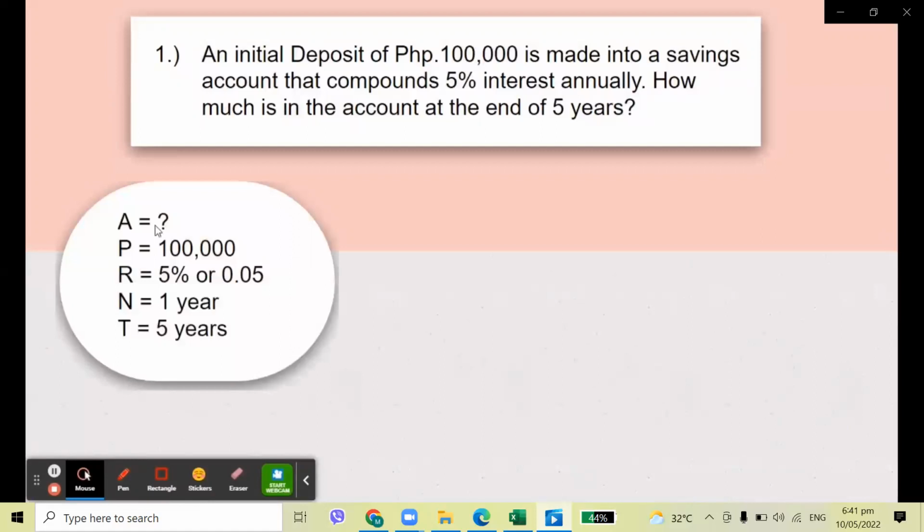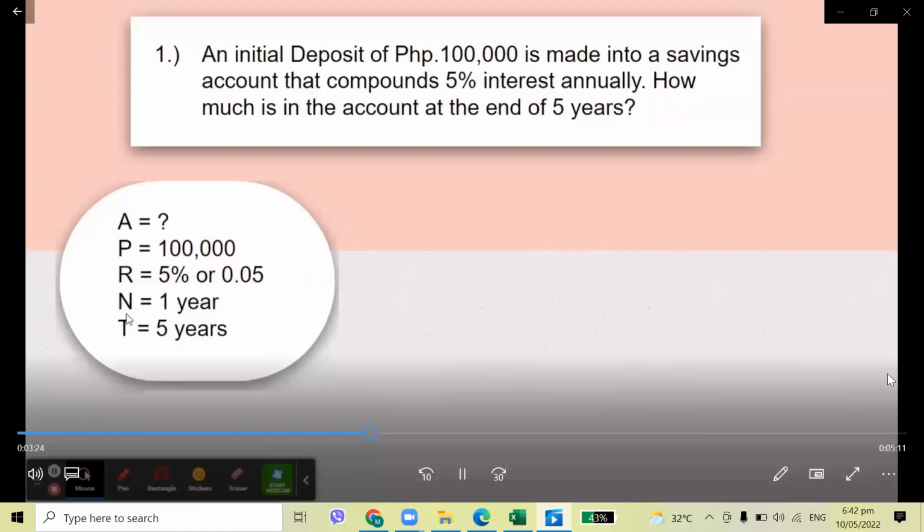So, given na, ang hinahanap natin dito ay accrued interest. Ang principal ay given na, which is 100,000. Then ang R is 5% interest, or 0.05 na lang. Then ang N is 1 year kasi sinabi dito annually, which means 12 months, so 1 year. Then ang T is 5 years.